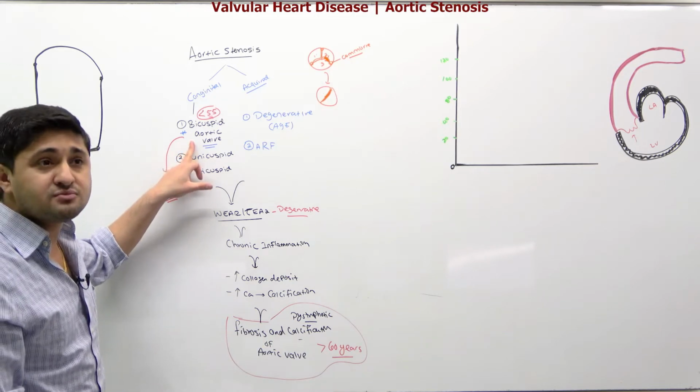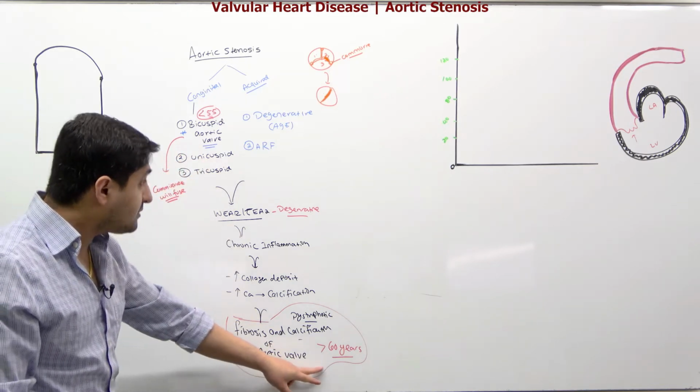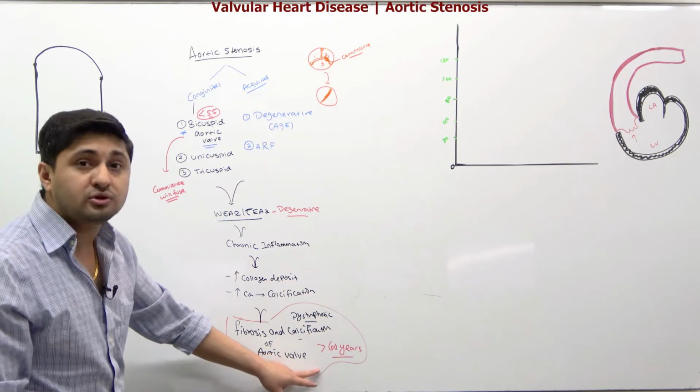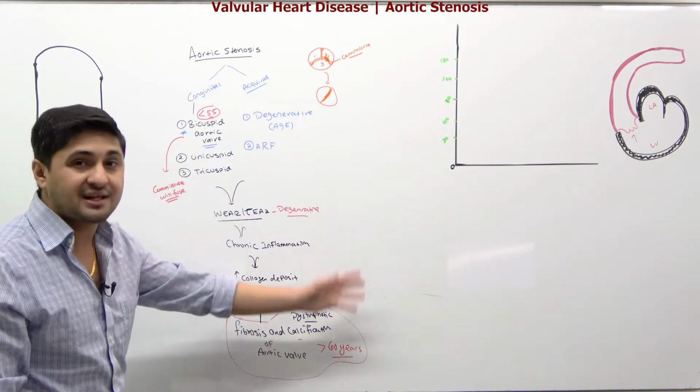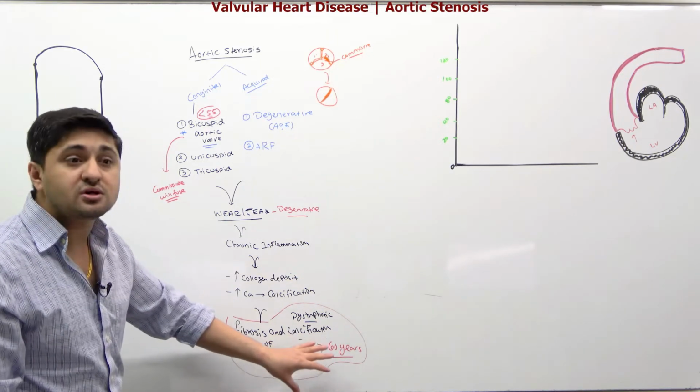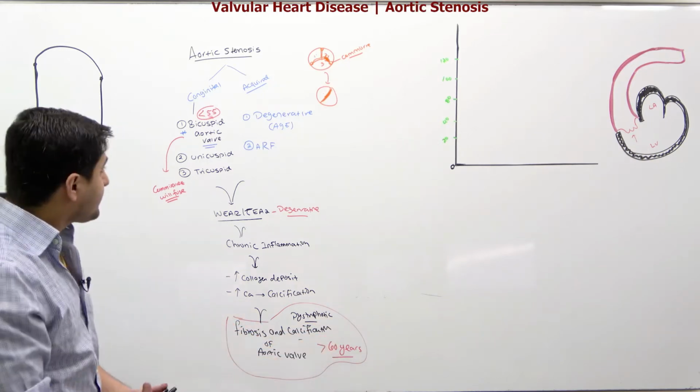Again, bicuspid is much more common in middle-aged people. When you talk about the age-related degenerative, it's older people, like 60 years old. Sometimes they even say like 90 years old. And usually this is one of the most common valvular diseases that you see.